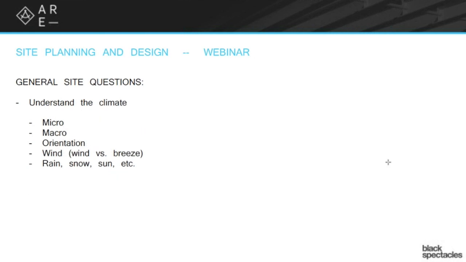So this is fairly straightforward. It gets very, very intense very quickly. I'm just going to touch on it just to remind you of a couple of specific issues. One is when somebody's talking about climate, anything like rain, snow, sun, wind, anything like that, you can break that down into two basic ideas. One is the micro and one is the macro.